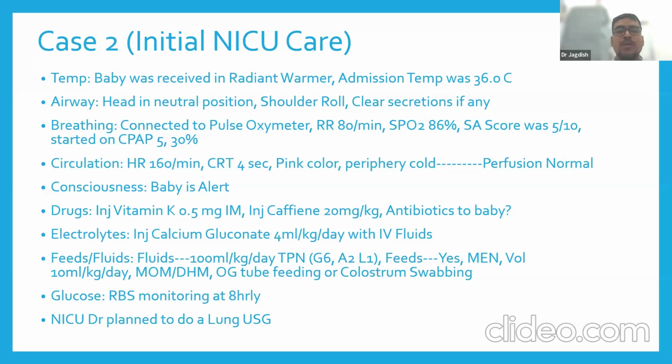Then what drugs will we give? For any baby we have to give vitamin K. Here the baby is less than 1 kg, so we decided to give vitamin K 0.5 milligram IM. Then, because this baby is less than a 30 weeker and required respiratory support, to prevent the risk of bronchopulmonary dysplasia we started injection caffeine 20 milligram per kg, and we maintained with 5 milligram per kg.